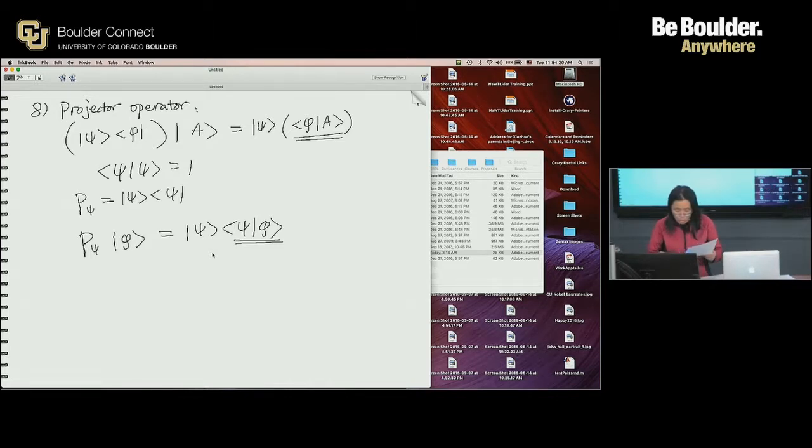So for an orthonormal set, then you have the sum of the projectors |un><un| equals 1, if you take the sum of that, okay?